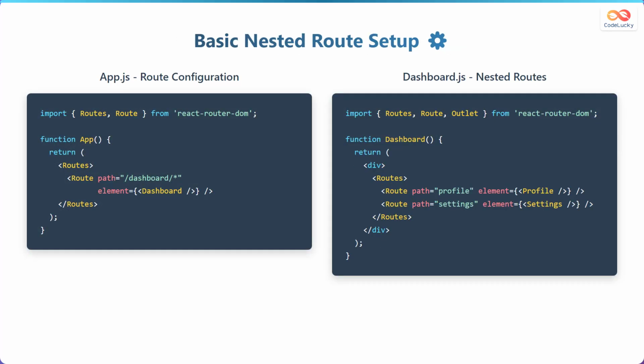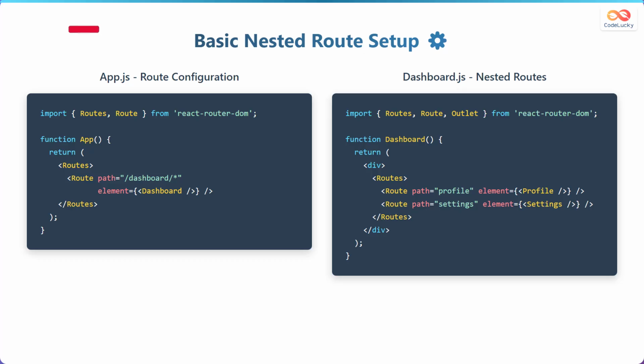Let's set up some basic nested routes. First, in app.js, import Routes and Route from React Router DOM. Then within the App component's return statement, set up a Routes component. Inside Routes, define a Route with the path /dashboard/* and set its element to the Dashboard component.